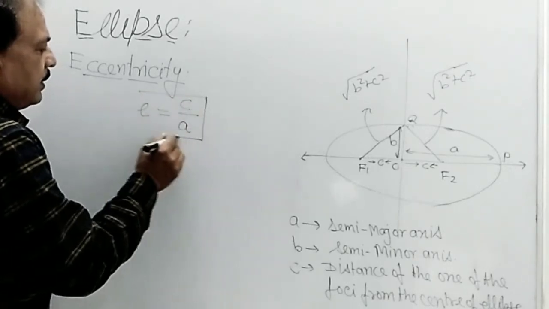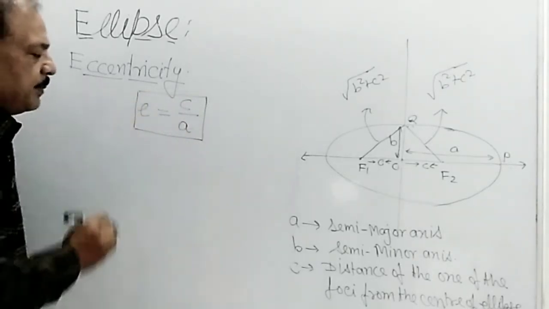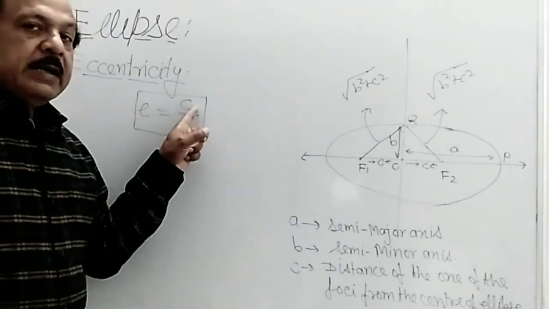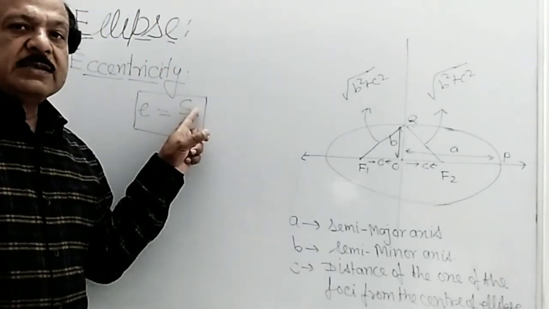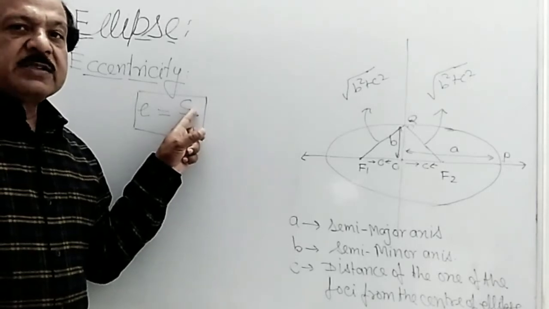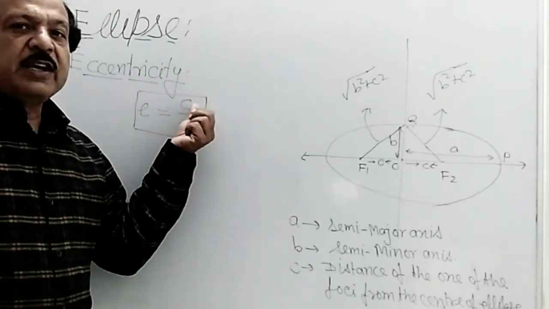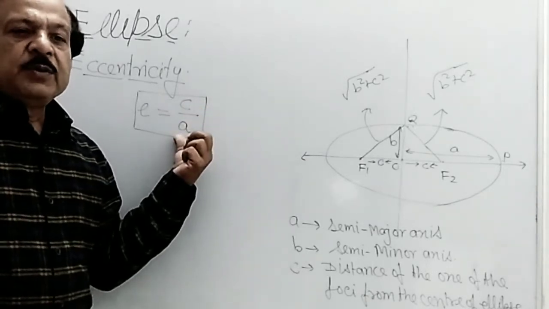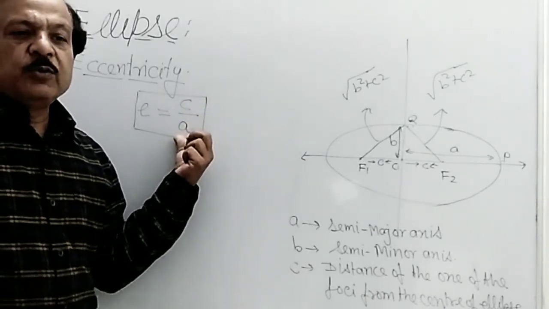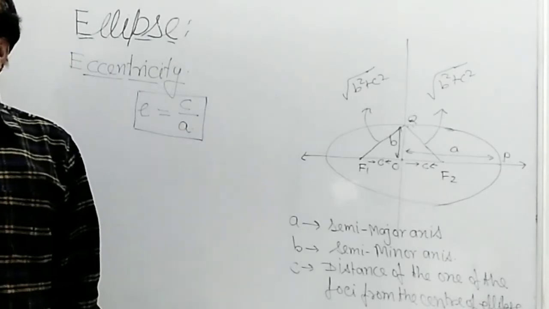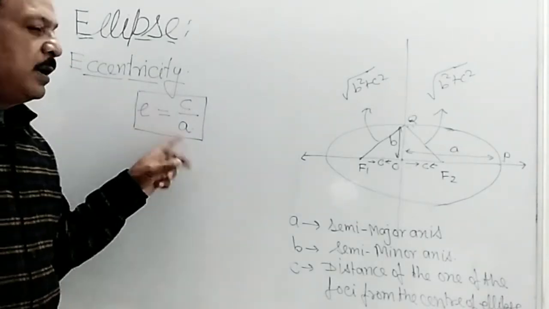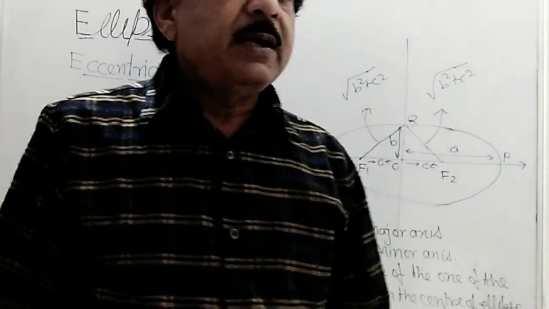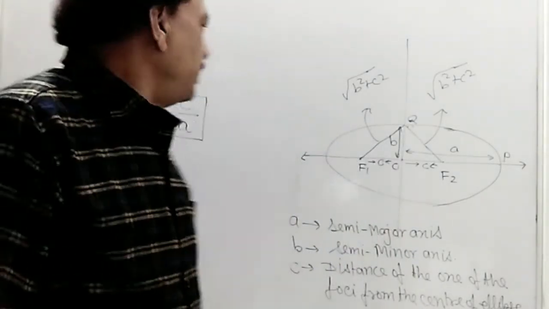This is the eccentricity of the ellipse. The eccentricity is the ratio of the distances of one of the foci from the center of the ellipse to one of the vertices of the ellipse. So this is the eccentricity of an ellipse. So we can define the eccentricity of the ellipse.